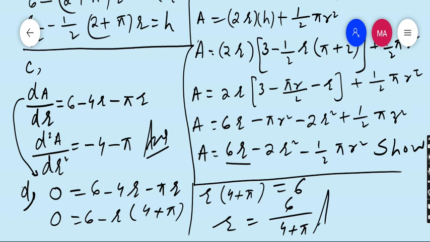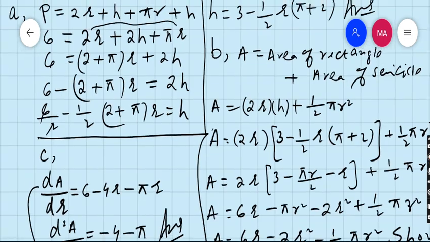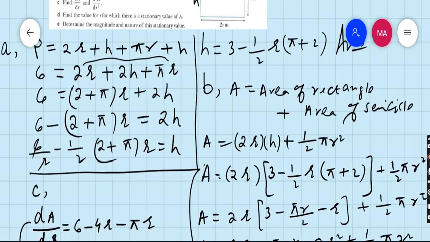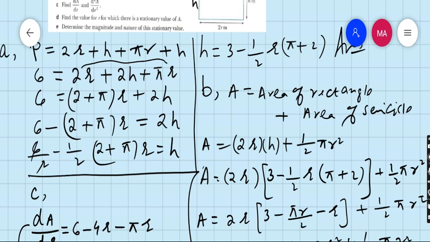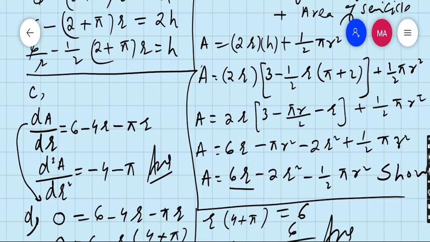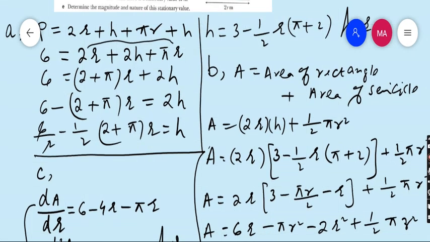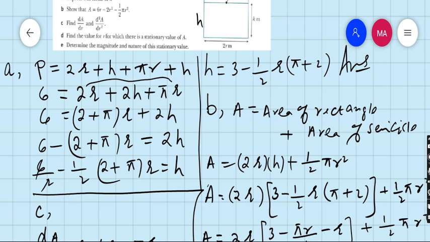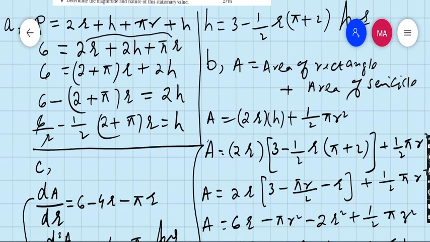This is the stationary value of a. The requirement was to find the value of r for which there is a stationary value of a. The value of r is 6 upon 4 plus pi. What is the last part? Determine the magnitude and nature of this stationary value.